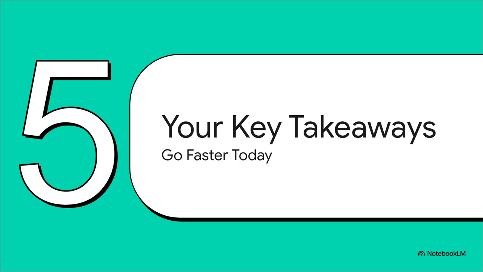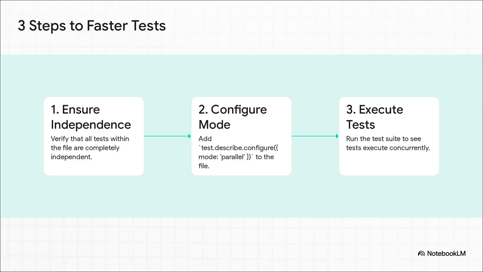Okay, we've gone through a lot, so let's just boil this all down into a super simple, actionable plan you can use to start making your tests faster, literally today. It's really just 3 simple steps. First, identify your bottlenecks. Find those slow files that are full of tests that don't depend on each other. Second, configure them. Add that one magic line of code right to the top. And third, and this is the most important one, verify. Double and triple check that those tests are truly independent and share absolutely nothing between them.